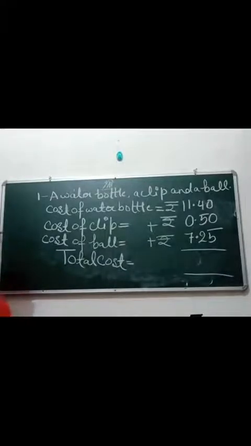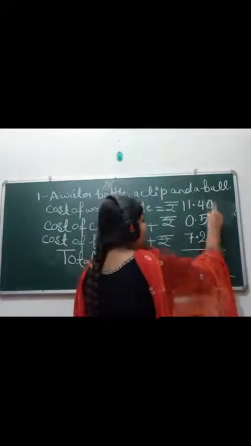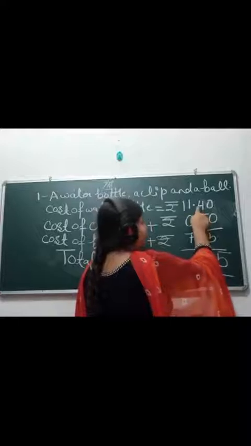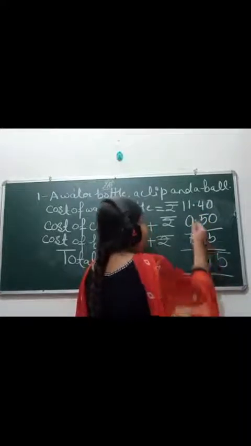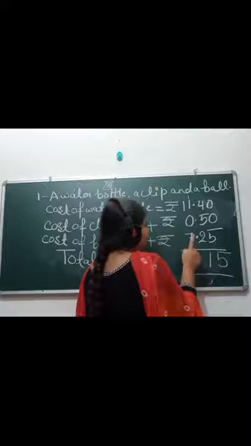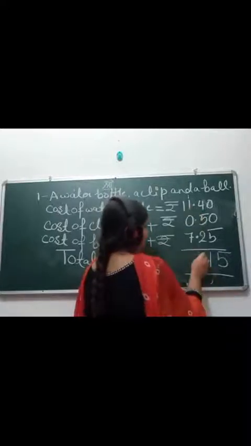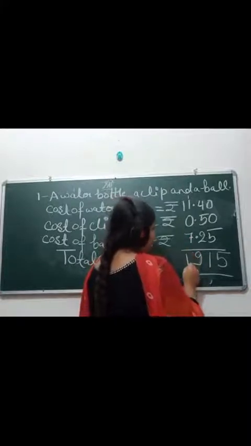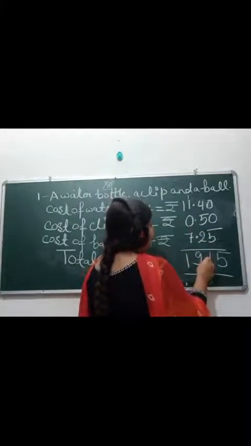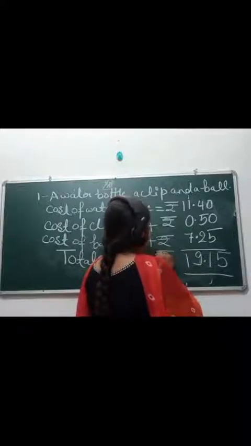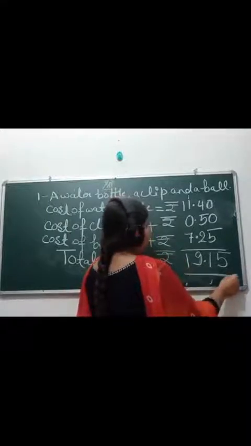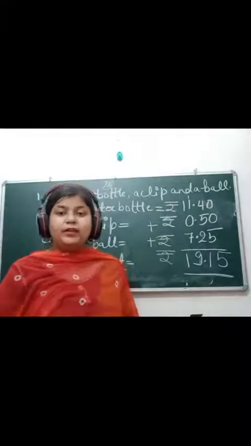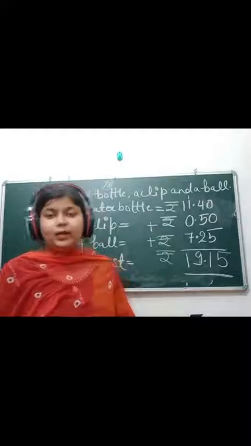Okay. Now, 5 plus 0 will give us 5. 5 plus 4, 9. 9 plus 2, 11. And it will give carry 1 here. 7, 1, 8, 1, 9. And 1. We will write 1 here. And point below point. So our total amount is 19 rupees 15 paise.